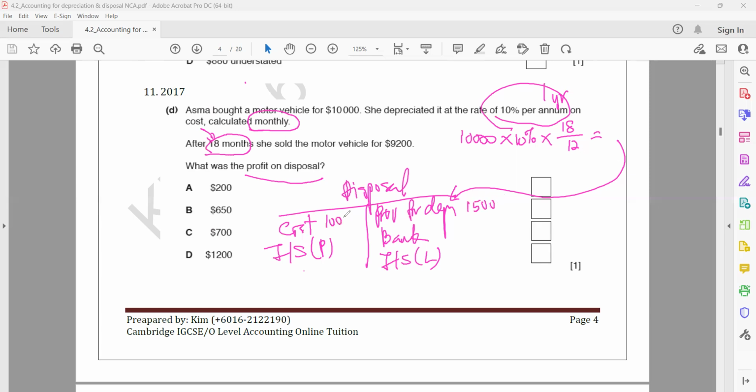This one 10,000. This one 9,200. So how much is your profit? How much is your profit or loss? 700. Yes, 700.